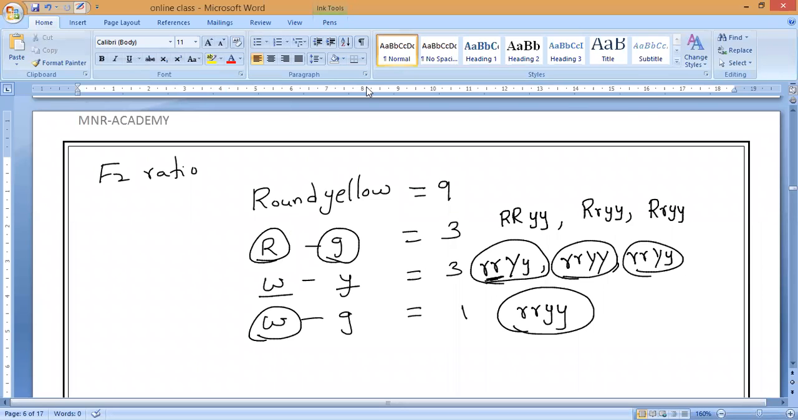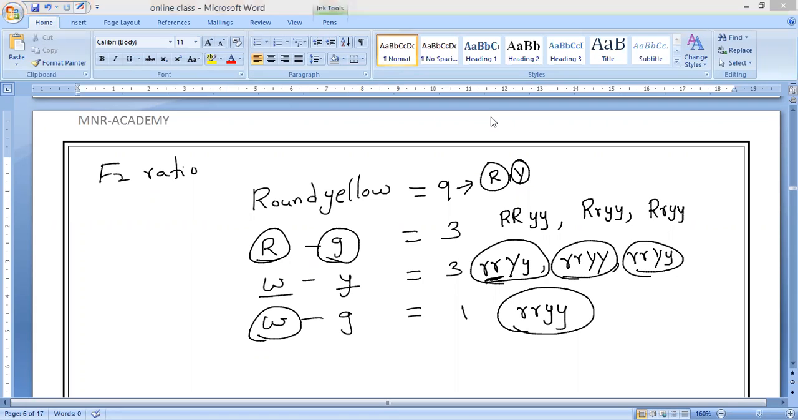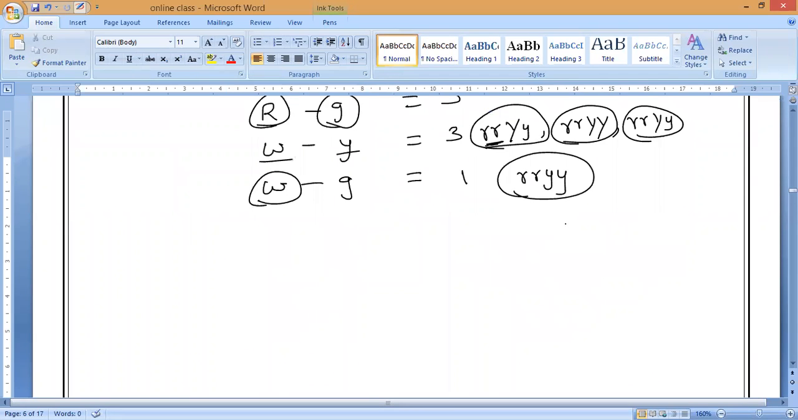Now, round yellow seeds. Who will say? Round and yellow seeds, so what is the possibility? Capital Y, capital Y. Very good. So either one capital R or one capital Y must be there in the genotype. Yes or no? One capital R, one capital Y should be there, the dominant gene. So what is the first possibility? You can go order-wise. You can go with capital R, capital Y, capital Y.